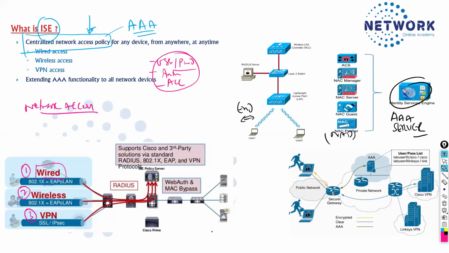So all these things can be done from a single centralized place. And that is what a Cisco ISE offers you. So Cisco ISE is providing you the centralized access policy for any device, from anywhere you connect, anytime, whatever the way you connect, whether it is wired, wireless, or the VPN access. So this Cisco ISE is again a kind of a security policy management platform, which is going to provide the secure network access. So the secure network access will be provided from a centralized place.